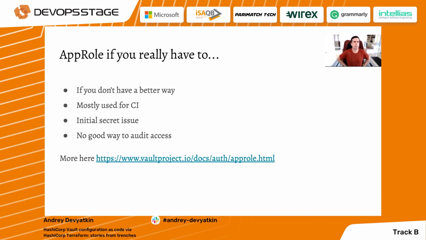So AppRole, if you really have to, if you don't have a better way, for instance, if you're running CI which is SaaS, right? So like Circle CI and stuff like that, that doesn't have access to your infrastructure and doesn't have access to better ways to authenticate itself, you will have to provide, and the AppRole is basically login and password. And you have an initial secret issue here. You need to provide it to the CI and hard code it there, and you don't really have a good way of auditing access because it's a static username and password, so anyone can use it.